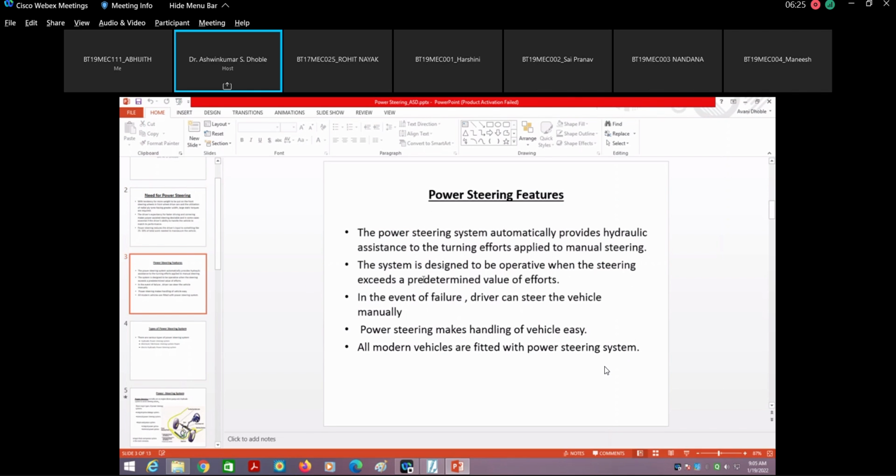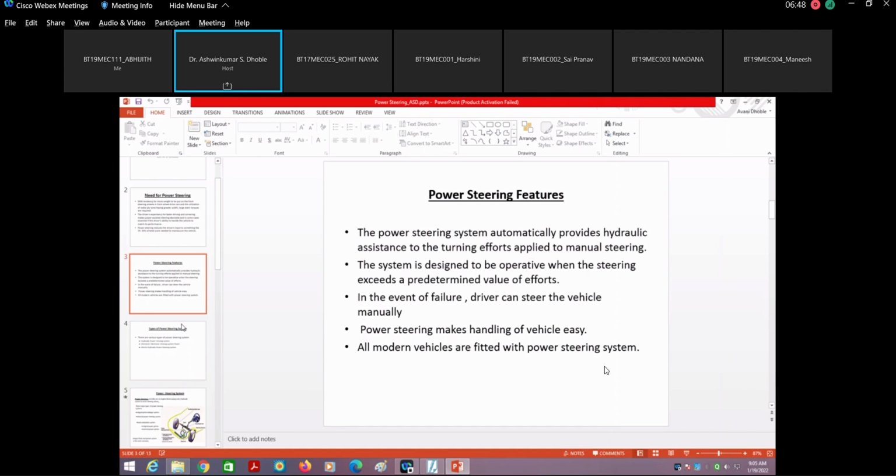Now, the power steering system automatically provides hydraulic assistance to the turning efforts applied to the manual steering system. The system is designed to be operative when the steering effort exceeds a predetermined value of efforts. In the event of failure, the driver can still steer the vehicle manually, and the power steering system makes handling of the vehicle easy. All modern vehicles are fitted with the power steering system.